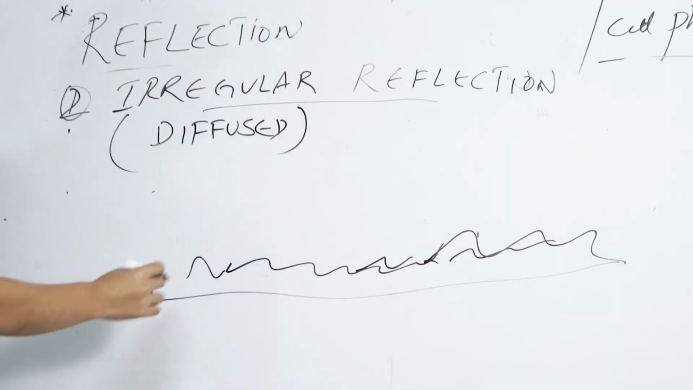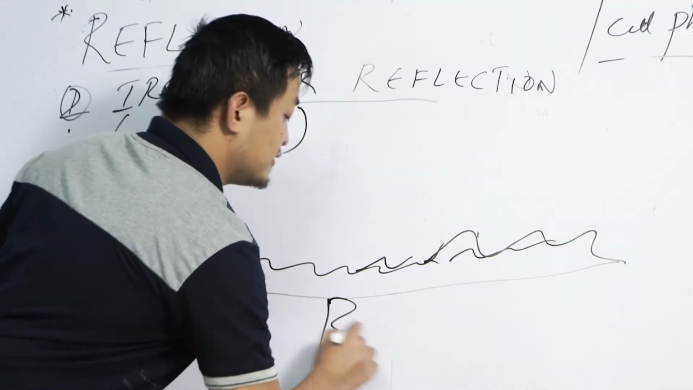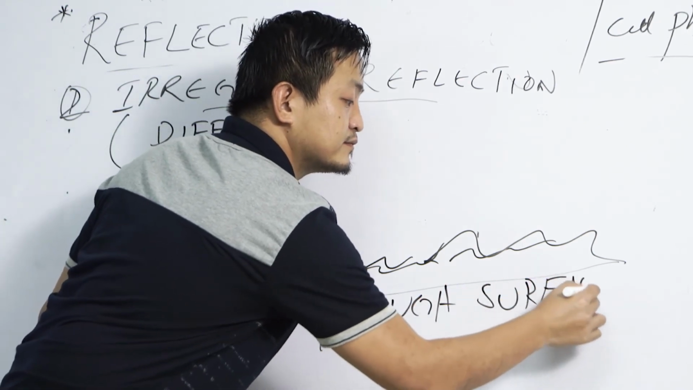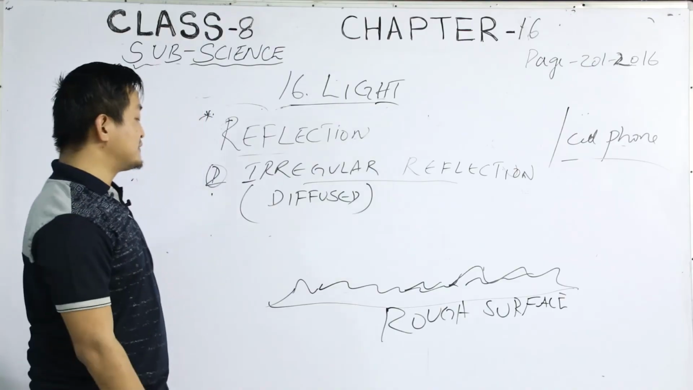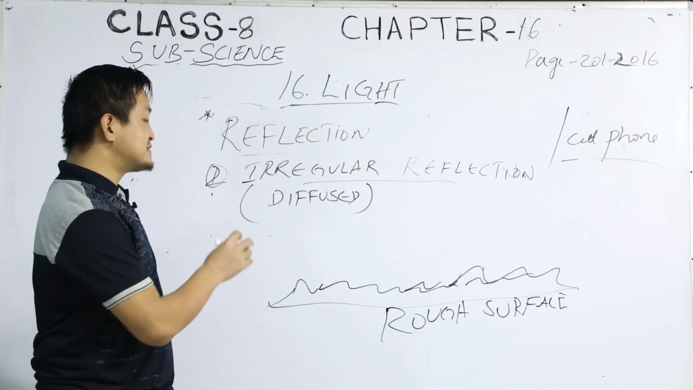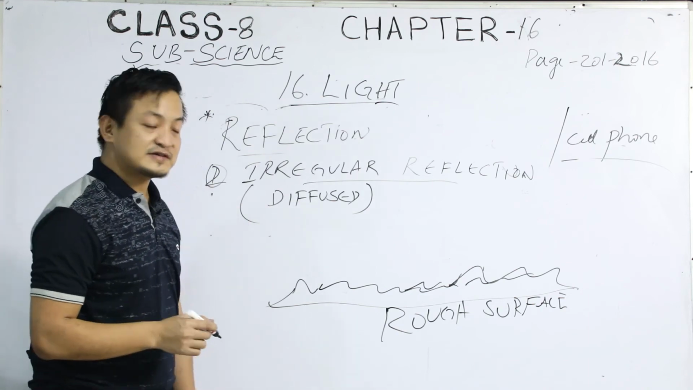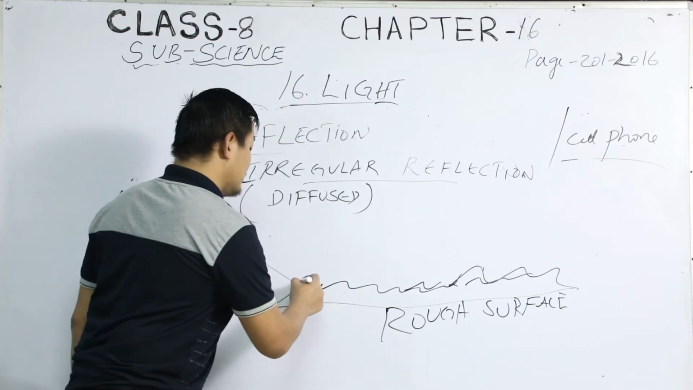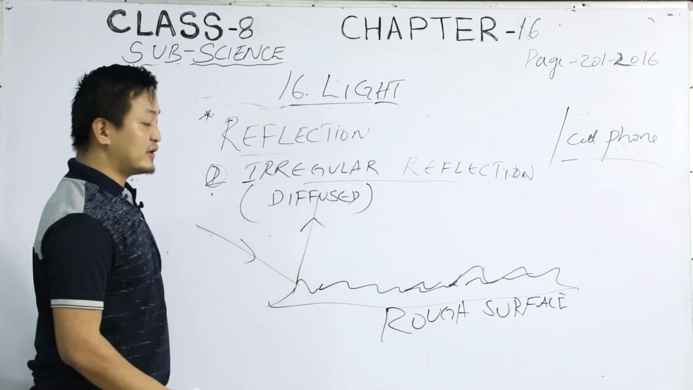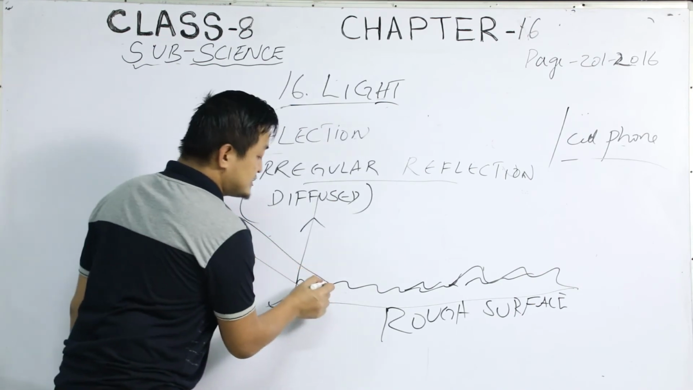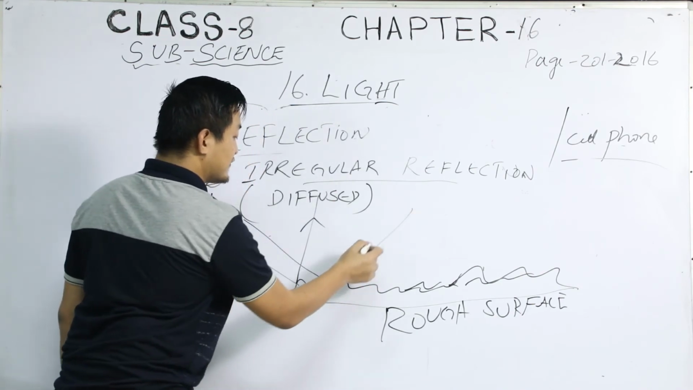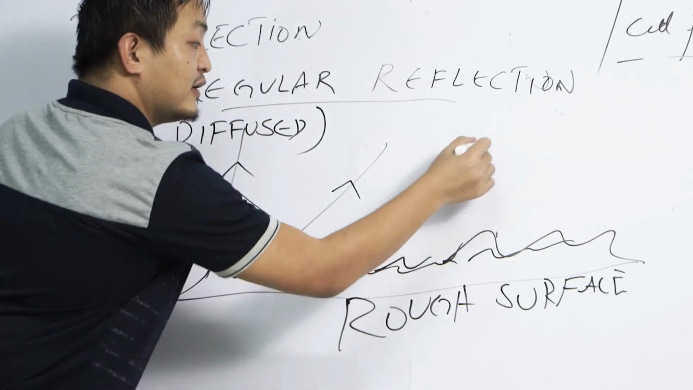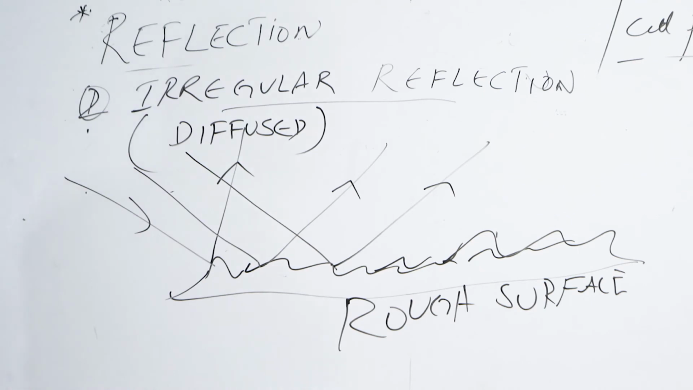Now I'm taking any rough surface here. Now what happens when a light ray falls on a rough surface? Clear? We'll see that. So now this is the incident ray, and we have a reflected ray here. Now we have another incident ray here, and then we have a reflected ray here.